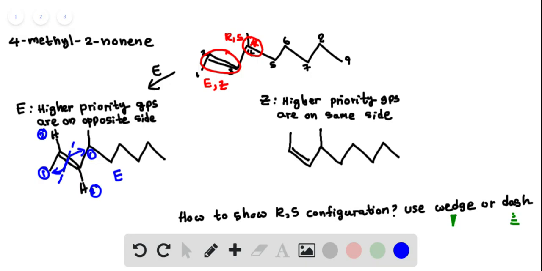How about the Z configuration? To have the Z configuration, the higher priority groups should be on the same side. So I draw the methyl group on the other side. Now here, this has a hydrogen and this has a hydrogen. Now let's assign the priorities. This group, methyl, has more priority than hydrogen, therefore 1, 2. Again this group has more priority than hydrogen, 2. Now the higher priority groups are on the same side, therefore this is the Z configuration.